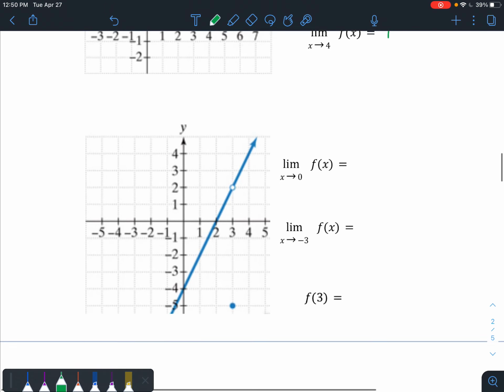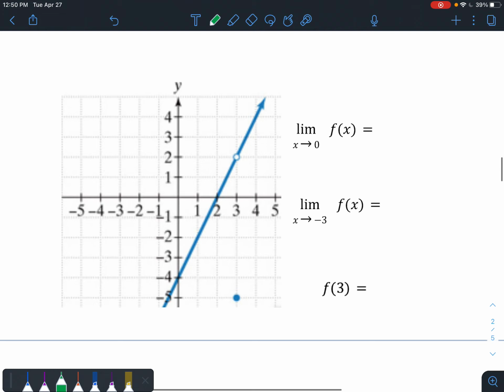Okay, this one's a little bit more interesting because we're going to talk about some different values here. Okay, so limit as x approaches 0. So from the left approaching 0 for x, and approaching 0 for x on the right, it's approaching -4 for its y value. Looking at +3, it's approaching 2 from the left and 2 from the right. However, f of 3, the function at 3, it's this right here where it actually equals something. So that is equal to -5.